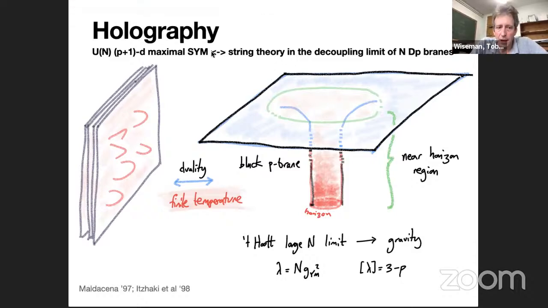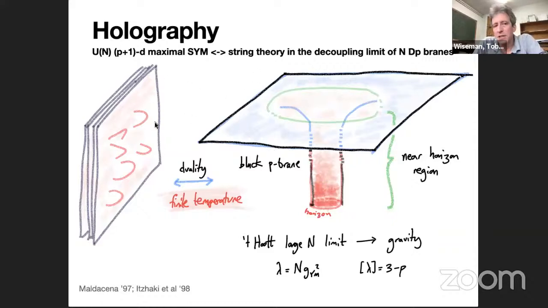Right, back to the basics of holography. There are many instances nowadays, but going right back to the beginning, Maldacena claimed that by thinking about Dp-branes in string theory, one realizes that maximally supersymmetric Yang-Mills at large N with U(N) or SU(N) gauge group in p+1 dimensions is believed to be physically equivalent to a closed string theory in the decoupling limit of N Dp-branes. Now that string theory may, depending on the parameters, have a supergravity description, or at least be well approximated by supergravity.